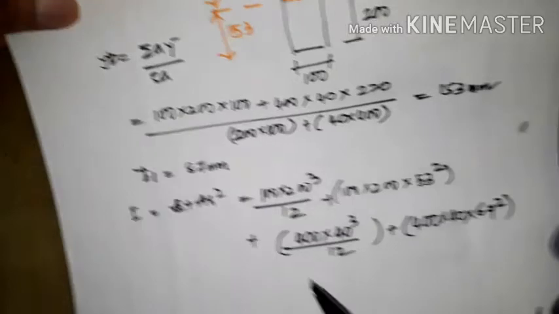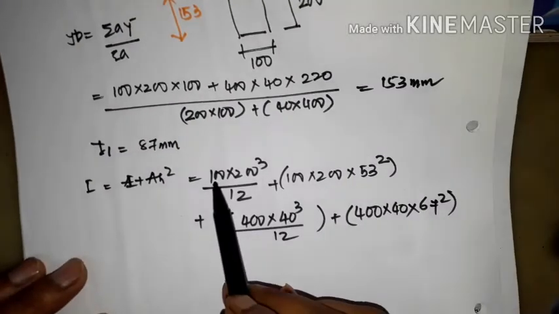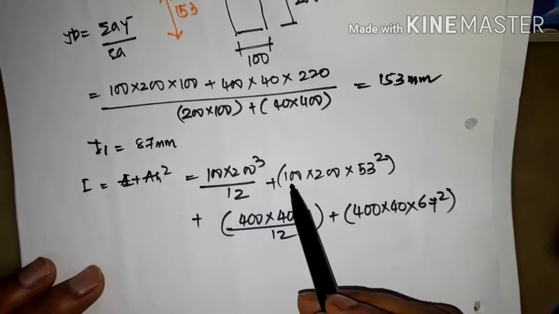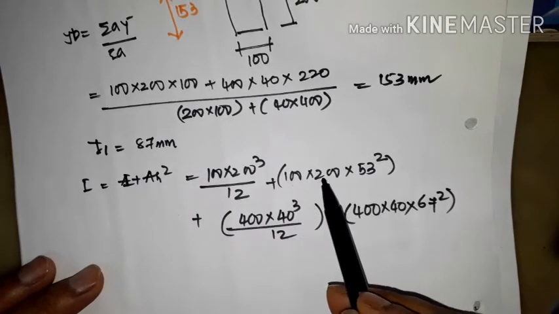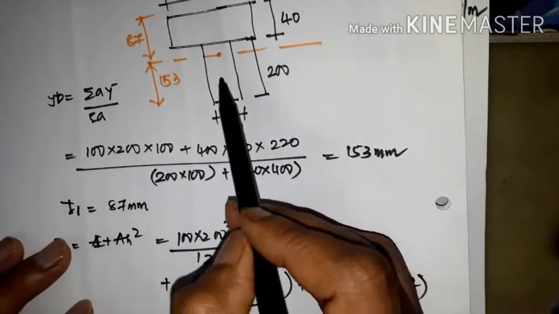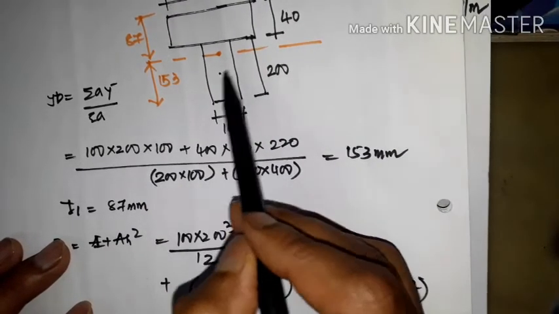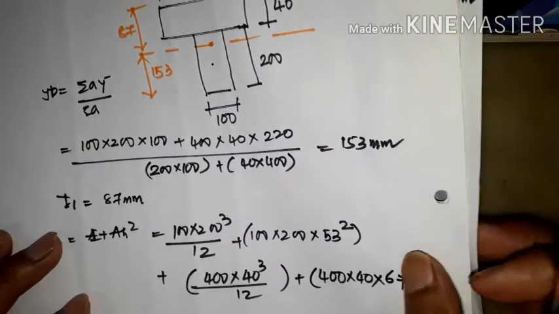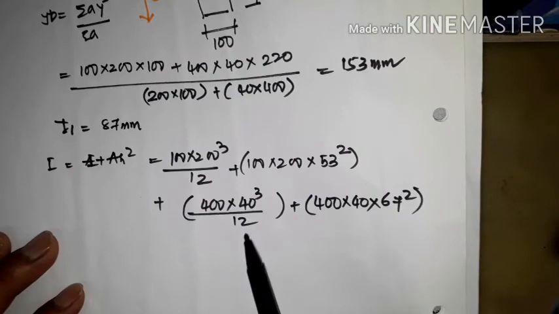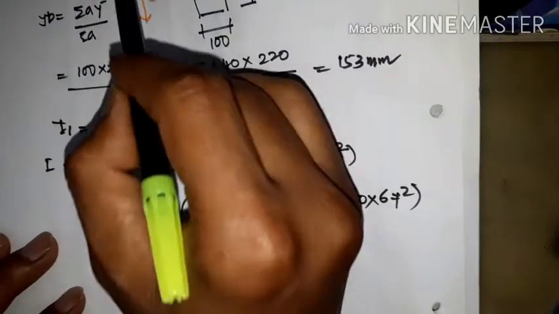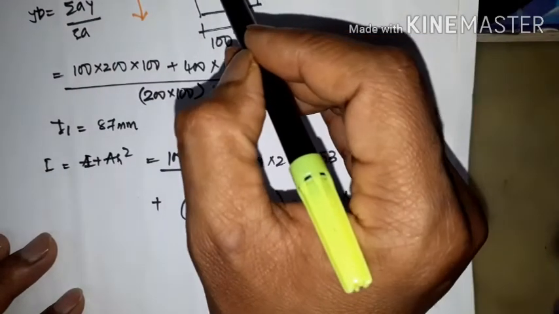Here B is 100, D is 200, so BD cube by 12 plus area 100 into 200 into 53 square. The total is 153 minus 100, so you will get 53 square. Then 400 into 40 cube by 12 plus area 400 into 40 into 87 minus 20.